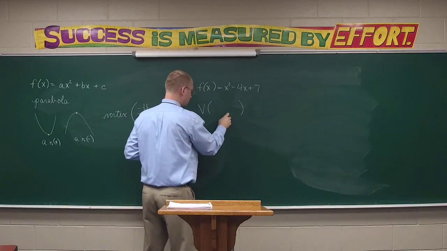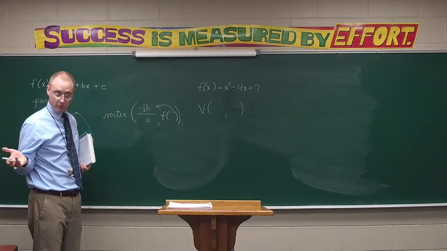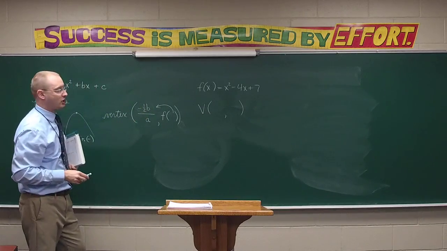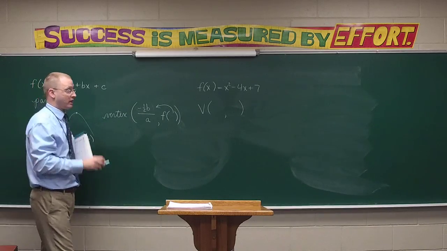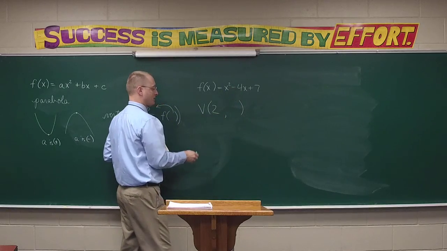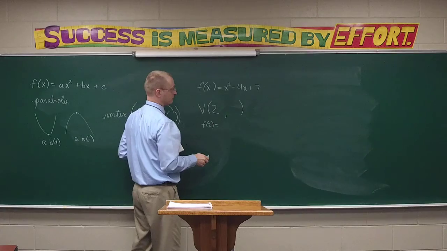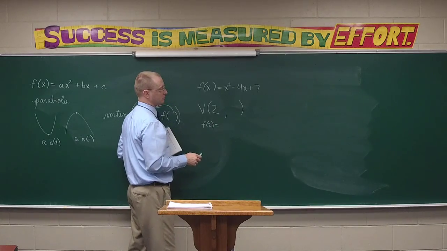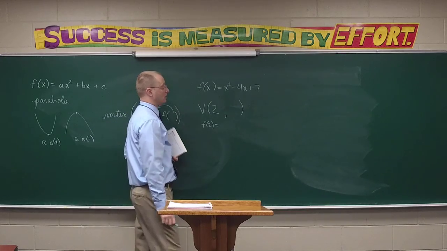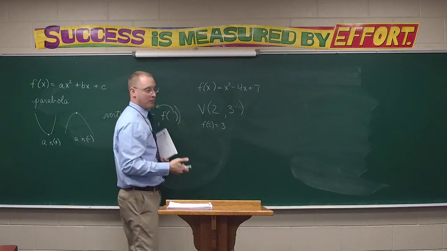Here, conveniently, we don't have to factor out the a, do we? So all I'm going to do is take negative half of b to figure the x value. What is that x value then, class? Positive 2, right? Negative half of negative 4 is going to be a positive 2. And then when we find f of 2, we end up getting what here, Michael? 3. 4 minus 8 plus 7 is a 3. So 2, 3 must be the vertex.